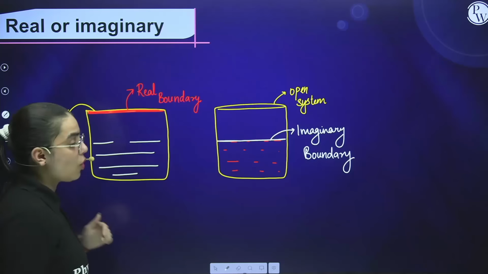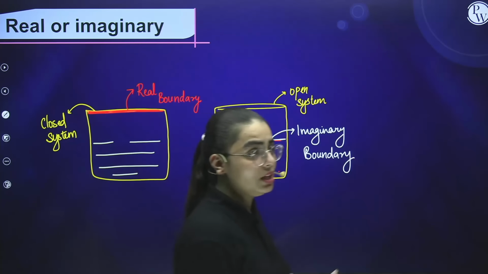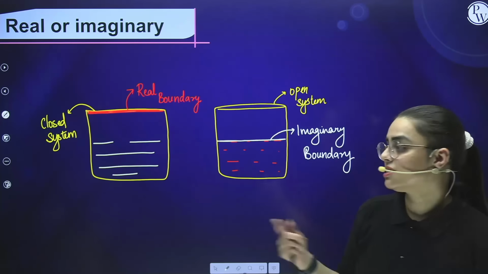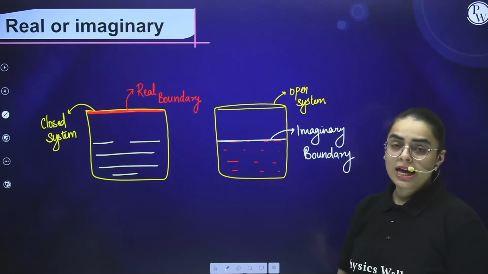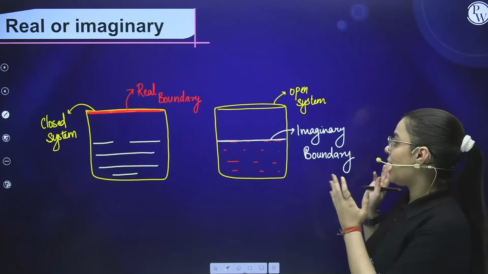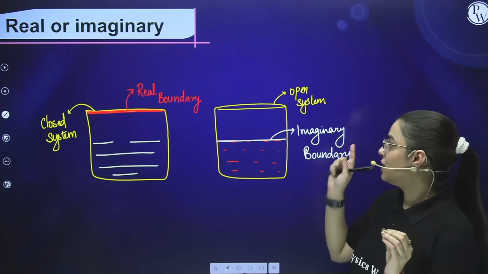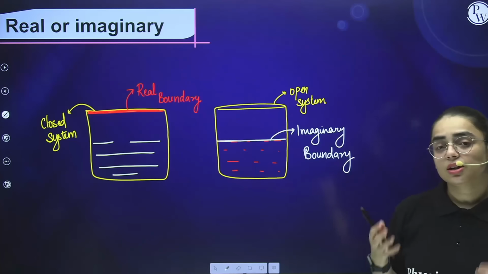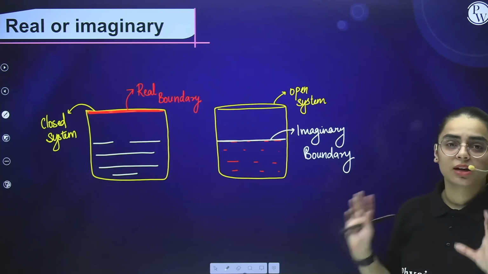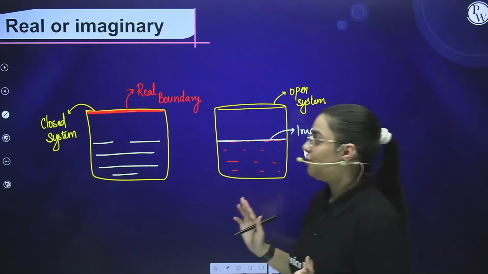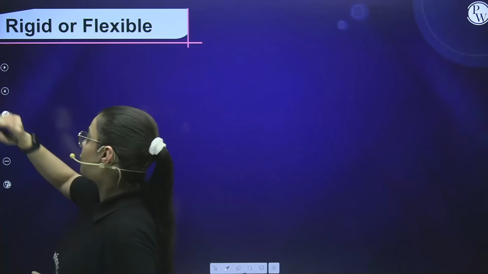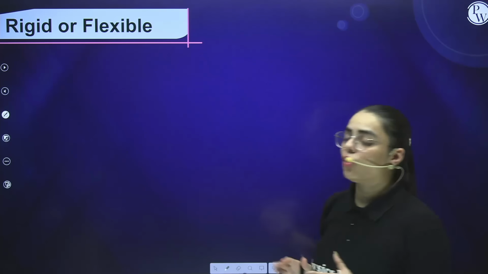So if you talk in detail about a real boundary, you will say the characteristics of a closed system. But when you talk about an imaginary boundary, then you are going to talk about the characteristics of an open system. So both of these are quite simple. You just have to understand with the help of the diagram. Now if I move towards the next category of boundary, that is rigid or flexible.